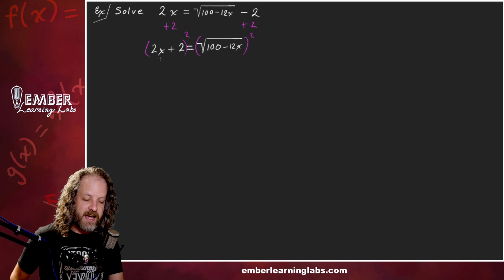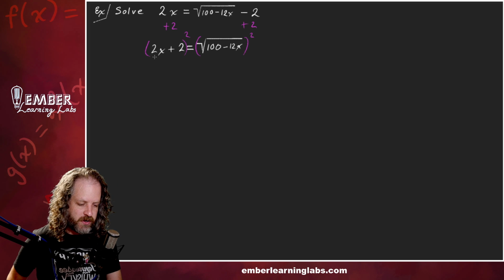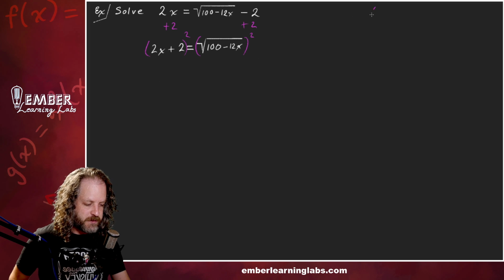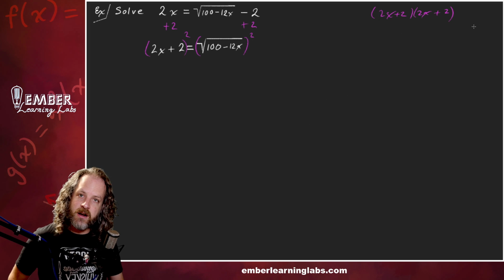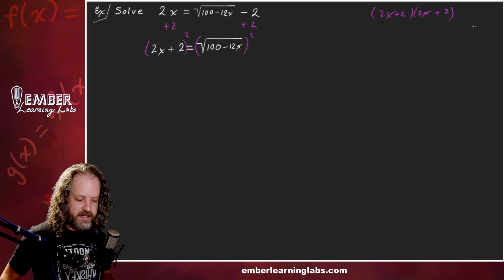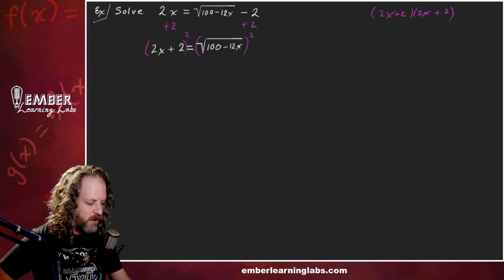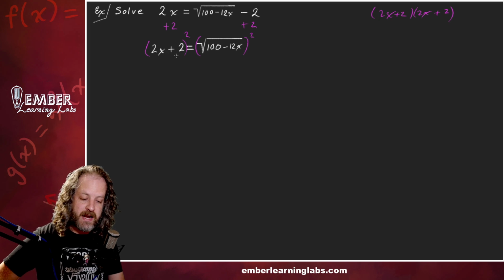And so on this side, we've got a binomial. Now I'm going to use the shortcut here. If you want to split this into 2x plus 2 times 2x plus 2, and then FOIL it out and do all of that, that's great and not a problem at all. But I'm going to use the shortcut for squaring a binomial.